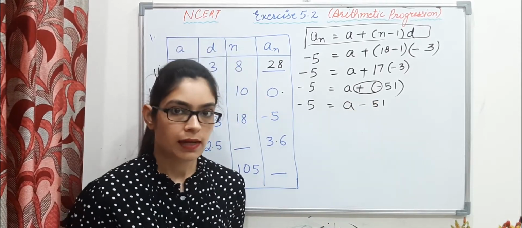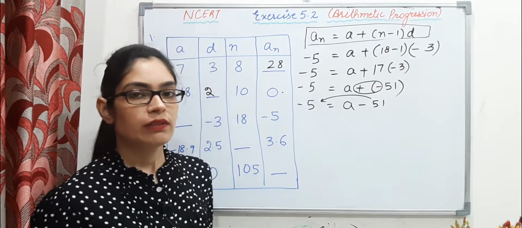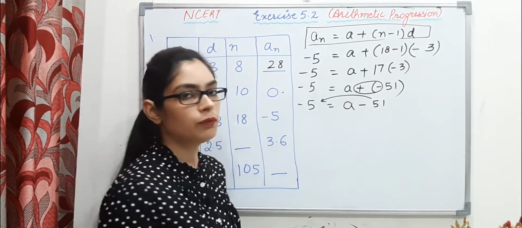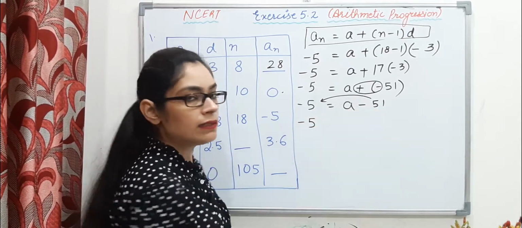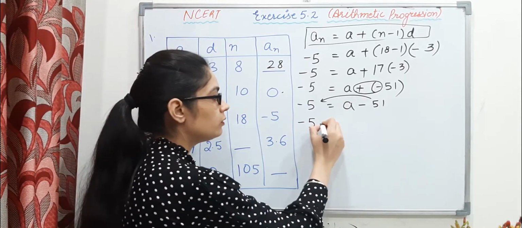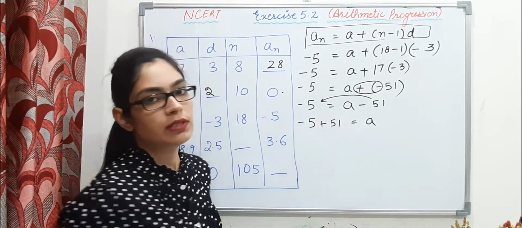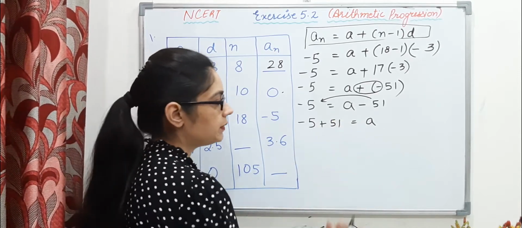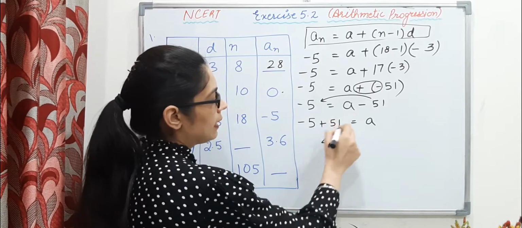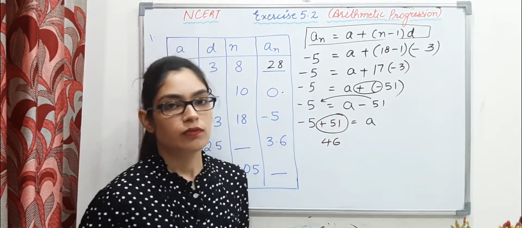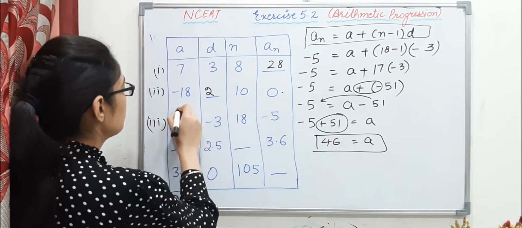Now we have to find the value of A. So this minus 51 we will shift to the other side. Like I have told you, whichever thing we have to find, only that thing we will keep on one side. All the remaining things we have to shift to the other side. So minus 5 minus 51, if we change its side, it will be changed to plus 51 is equals to A. Minus 5 plus 51: minus plus, but take the sign of the greater number. So 51 minus 5 is 46 with a plus sign, because 51 is the greater number and with 51 the sign is plus. So A is equals to plus 46, or we can say 46.